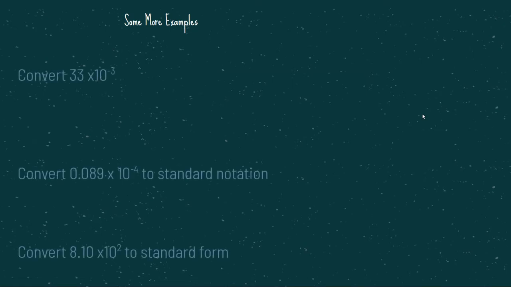All right, so let's do some more examples. I'm going to walk you through these ones because these ones are a little bit more difficult. So this is what happens a lot of times, guys. Can you see? Convert 33 times 10 to the negative 3.